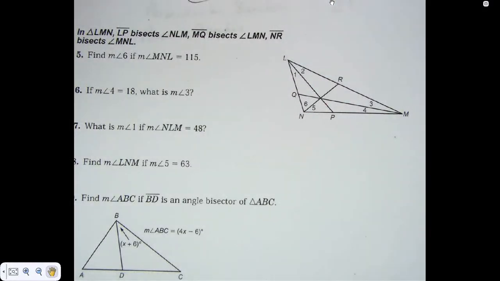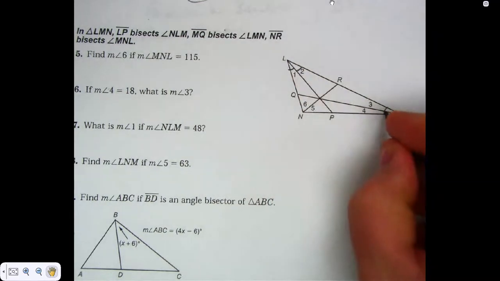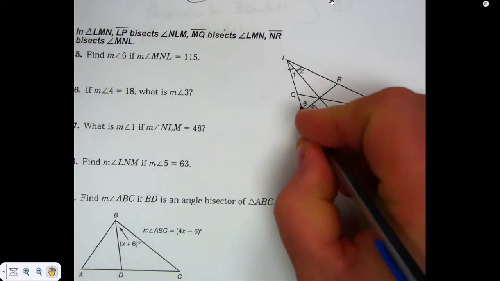Triangle LMN is what we have here. LP bisects angle NLM. So, okay, it cuts this one in what? Half. And then they say that this one gets cut in half, and then they say that this one gets cut in half, correct?